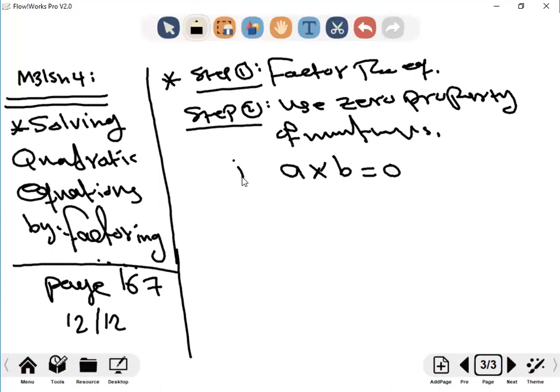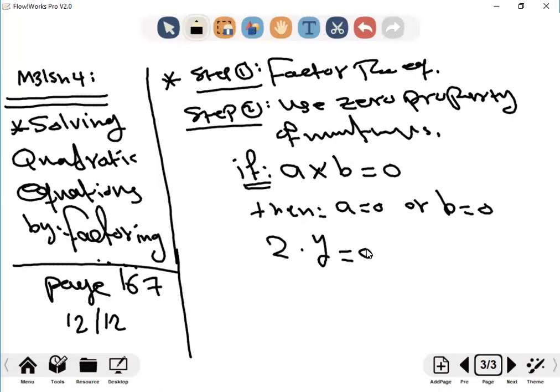So here, if a multiply b equals 0, then a is 0 or b is 0 or both of them, right? For example, 2 multiply y equals 0. The 2 is not 0, so y must be what? In order for the multiplication to be 0. This is what we call the zero probability of multiplication.